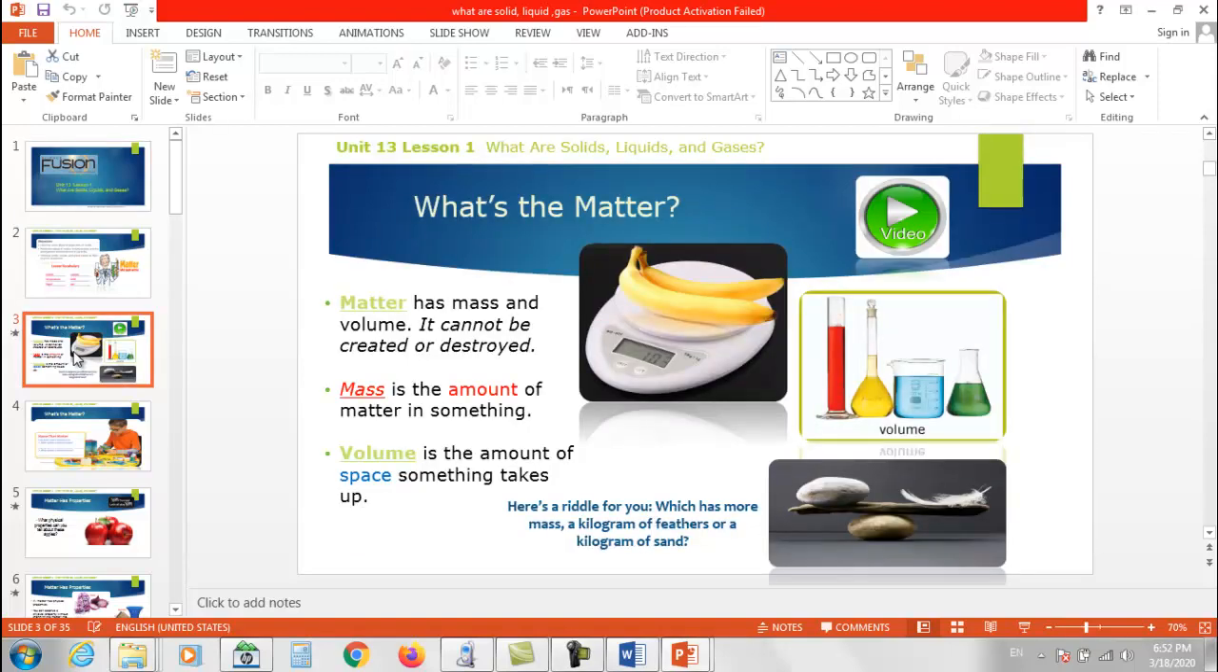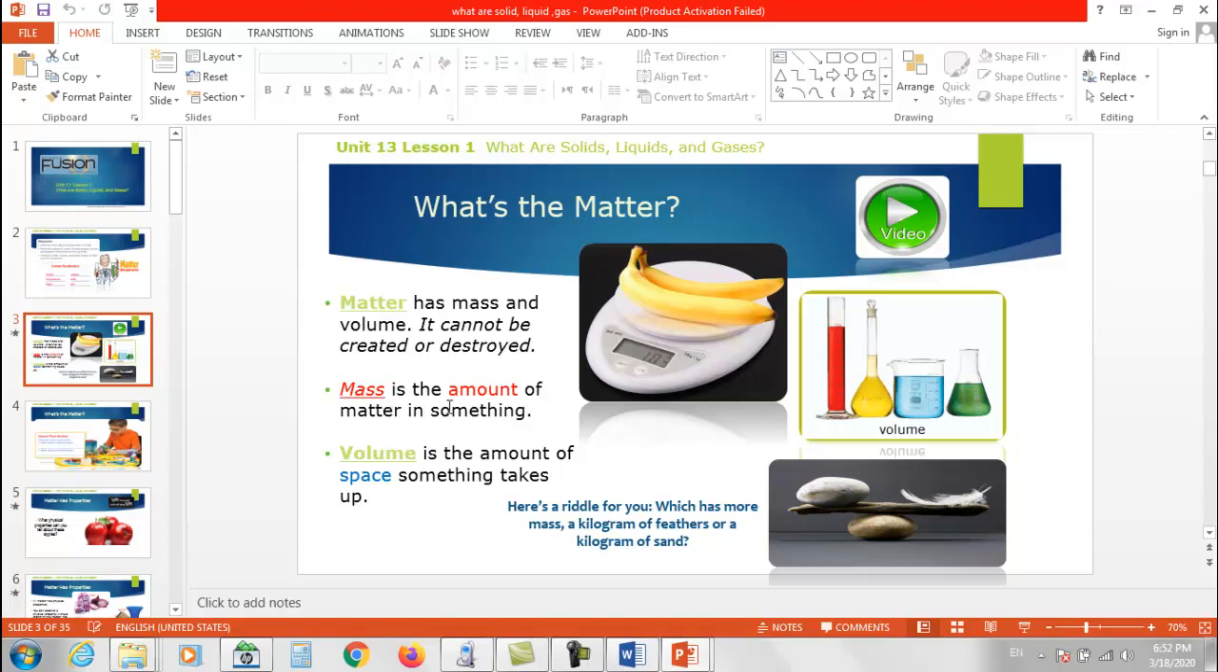So, first of all, we will talk about the meaning of matter, mass, and volume. Say that the matter is anything around us which has mass and volume, and it cannot be created or destroyed. So all the time around us we have matter. What is matter? We say that matter is anything that has mass and volume. What's the meaning of the mass? What's the difference between mass and volume?